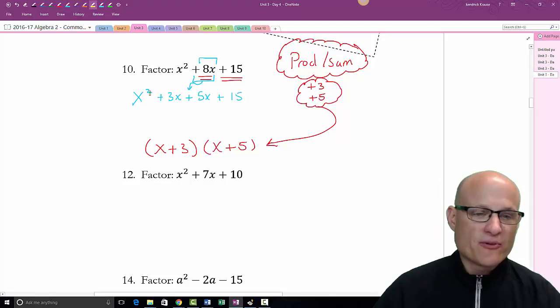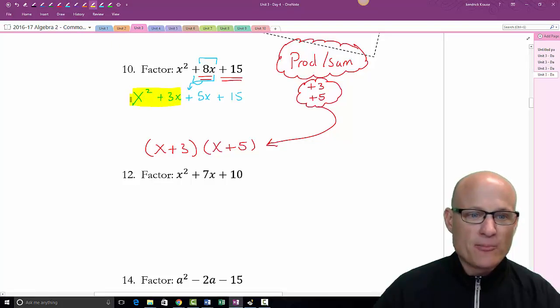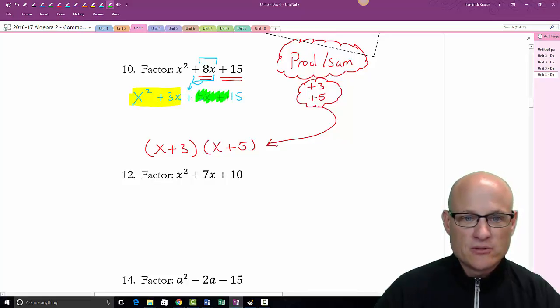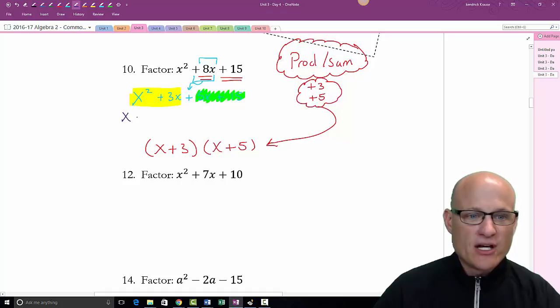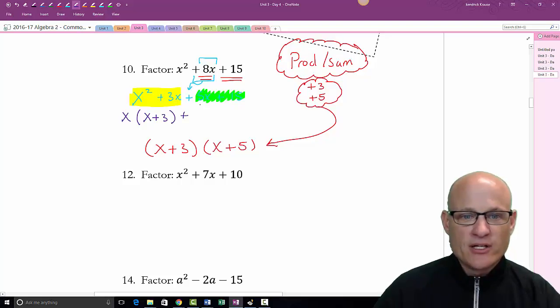So now I want to look at the first two, and I want to pull out a GCF. And then I want to look at the second two, and I want to pull out a GCF. So in this case, the GCF is x. I'm left with x times x plus 3. Copy over this sign, plus. These two have a 5 in common. That 5 is hard to see. Maybe I can get rid of that highlighting. They have a 5 in common, and I'm left with x plus 3.